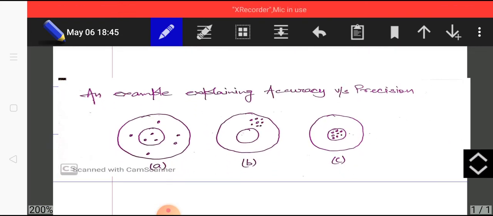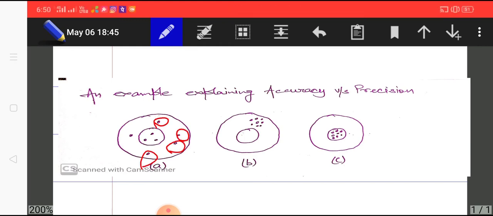An example explaining accuracy versus precision is here. You can see three diagrams. First of all, let us consider diagram A. In diagram A, there is a target on which bullets are fired, and the bullets are neither close to each other nor close to the target. So you can say this shooting is neither accurate nor precise.